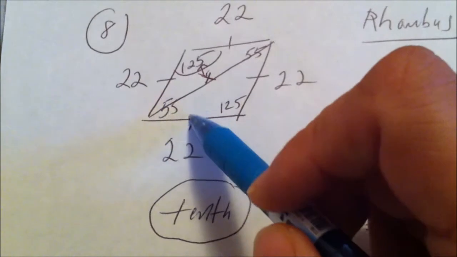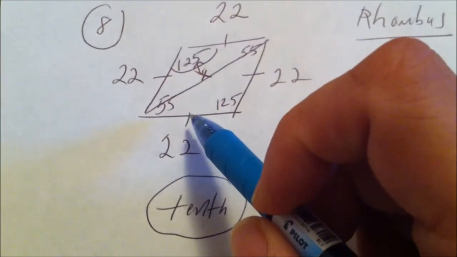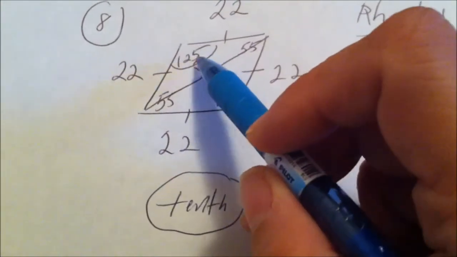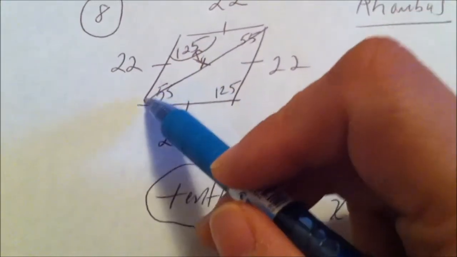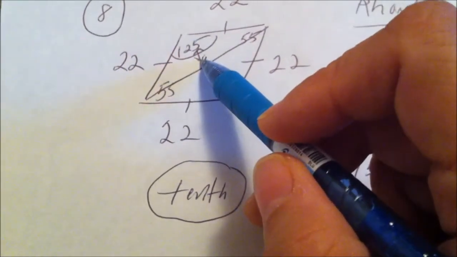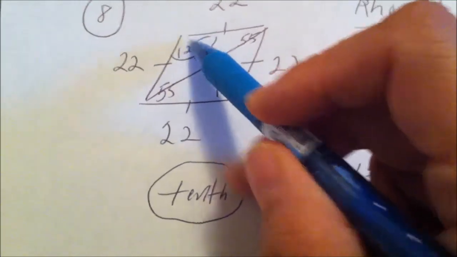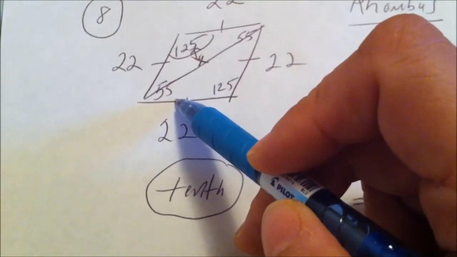So if they told me that this was 55, I know consecutive angles of any parallelogram are going to be supplementary. So this is going to be 125 right here, as is this, right? So I draw this diagonal, and I know this is going to be the longer one because it's going to be opposite a larger angle. If I drew in this diagonal, this would be a shorter one because it's going to be opposite of 55.